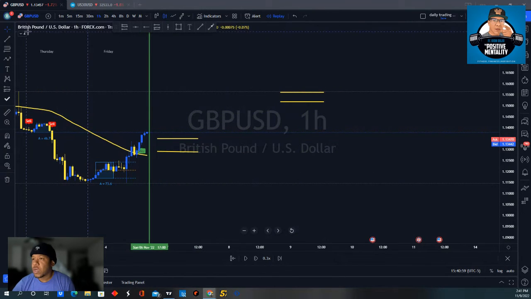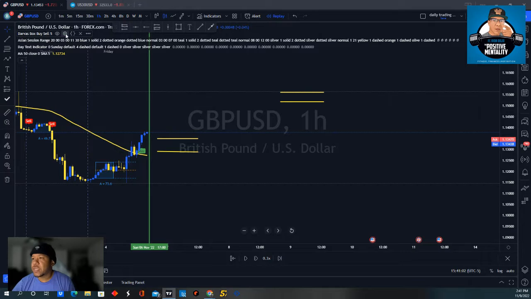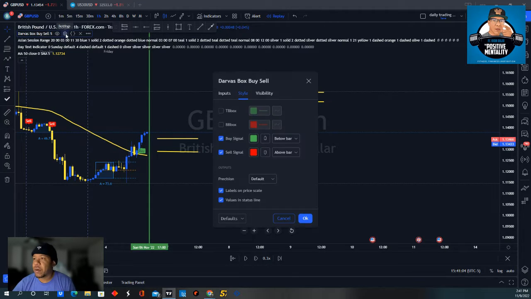All right, so I'm just gonna go over a few indicators. I love to use my indicators. They've been helping me be very successful. The major one I use is Darvish Box buy and sell. That's the only one I use. You can use the B box and the T box. Some people use it when it breaks out, and they go for that, which is very useful. I just don't use it.